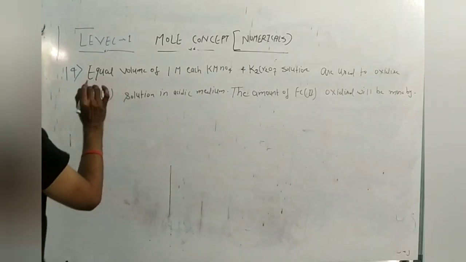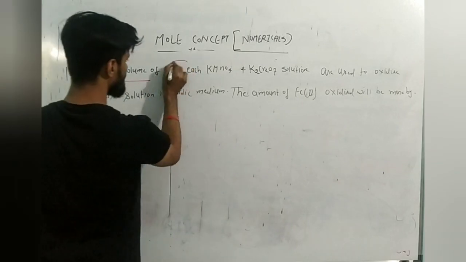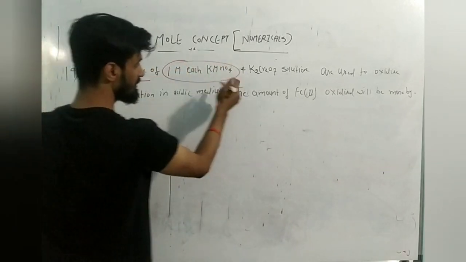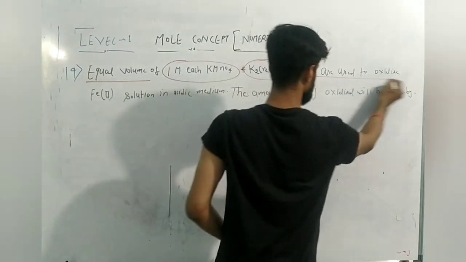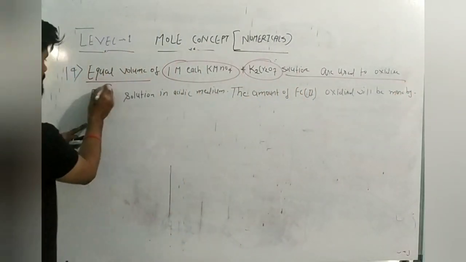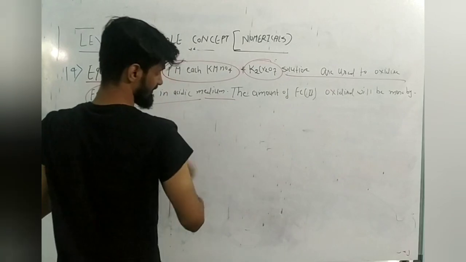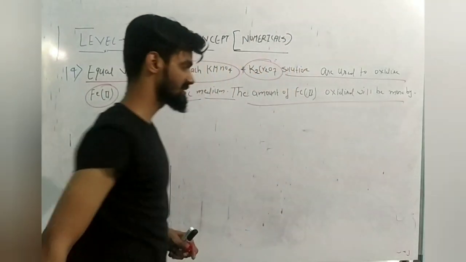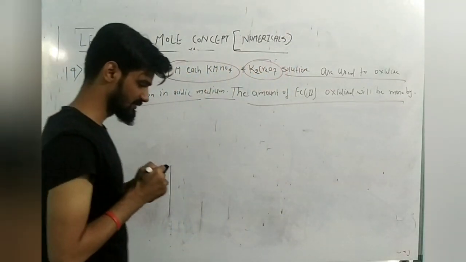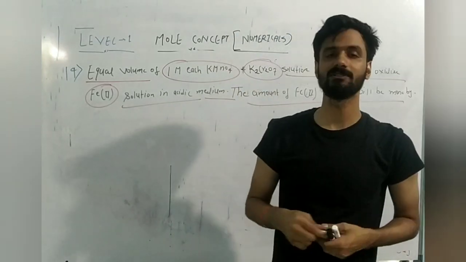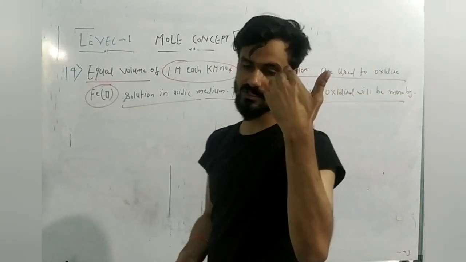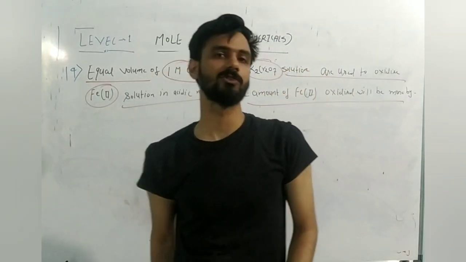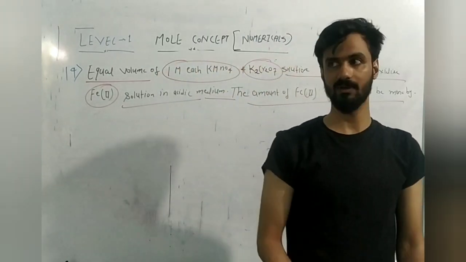So the question is asking: equal volumes of 1 molar solution of K2Cr2O7 and KMnO4 solution are used to oxidize iron(II) solution in acidic medium, then the amount of Fe2+ oxidized will be? Just focus on this question. This is one of the basic questions of redox titration. If you are able to approach this question, then definitely you will be able to solve any numerical example that is going to come.